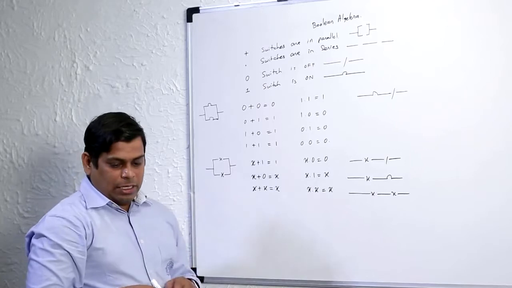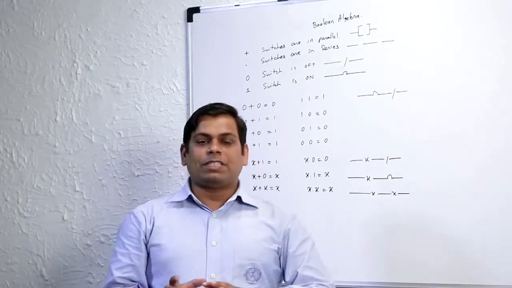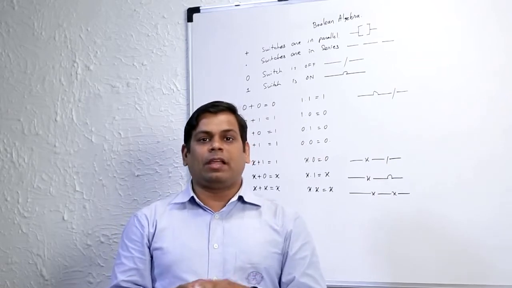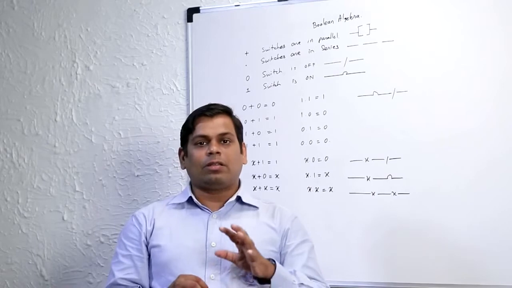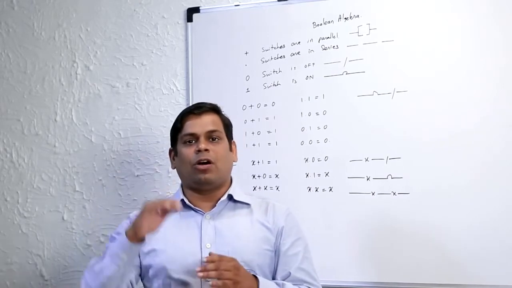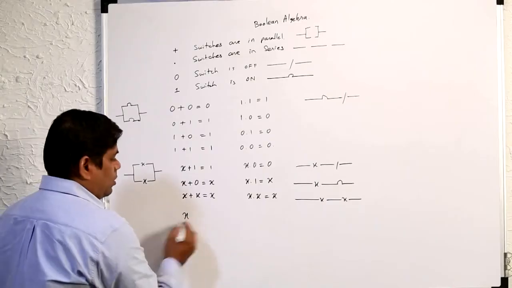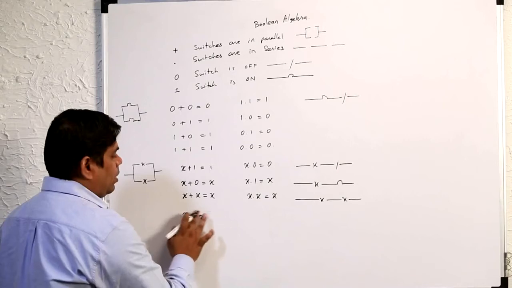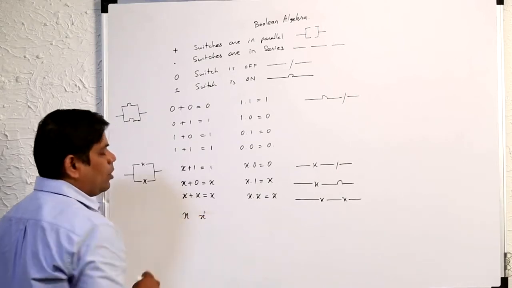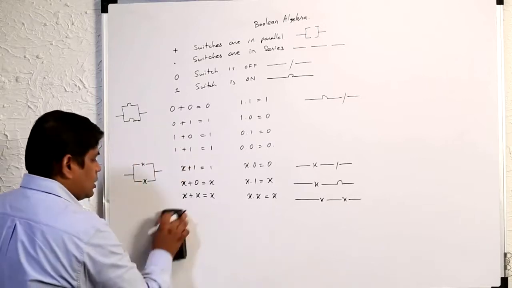Now let us see the new concept called complement switch. Two switches are said to be the complement of each other if they have the reverse state. Normally we denote the complement by dash or bar. That means if x is on, then x bar, or x dash, will be off.